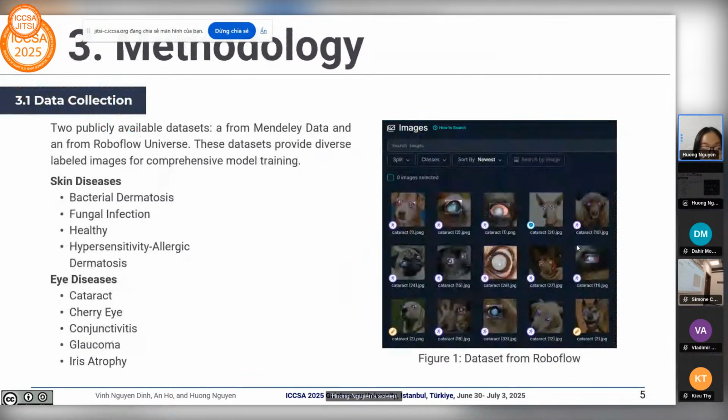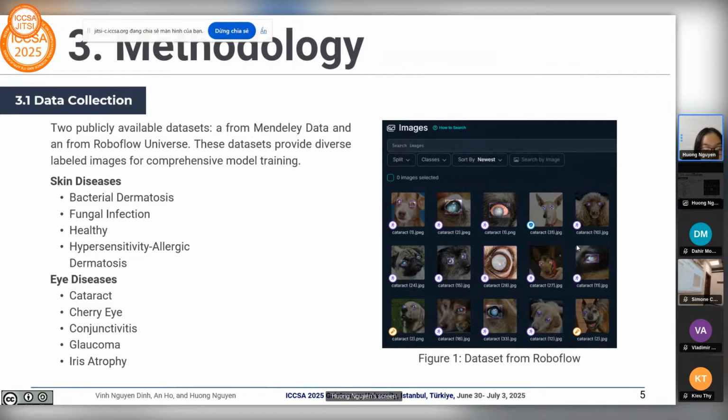And next, I will explain the methodology used in this research. For our model training, we use two publicly available datasets, one from Mendeley Data for skin disease and one from Roboflow Universe for eye disease. The skin disease dataset includes four classes: bacterial dermatosis, fungal infection, healthy skin, and hypersensitivity or allergic dermatosis. And the eye disease dataset covers five common conditions: cataract, cherry eye, conjunctivitis, glaucoma, and iris atrophy.